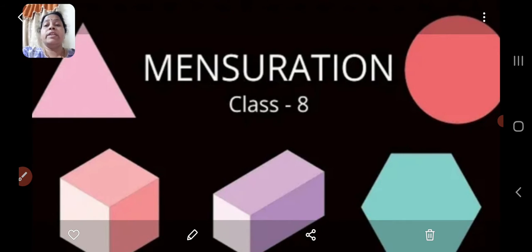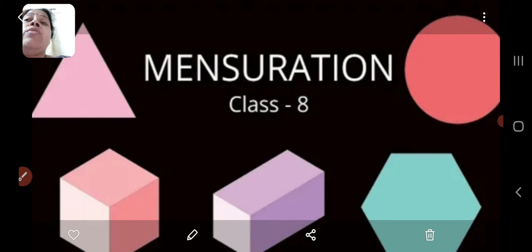And then we learned about the area of a general quadrilateral. What is the area of a general quadrilateral? It is equal to 1 by 2 d into h1 plus h2, where d denotes the length of the diagonal and h1 and h2 are the perpendiculars drawn from the vertices to the diagonal. Okay, understand? So these are the areas of a quadrilateral.